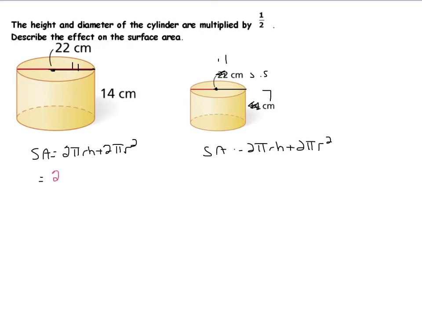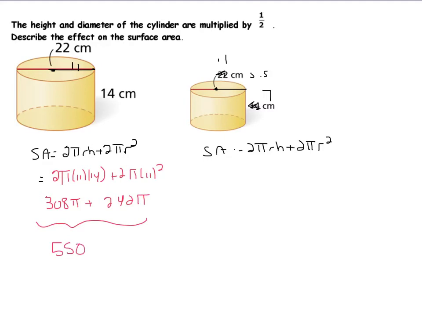So now let's plug it in. So I have 2 pi times 11 times 14 plus 2 pi times 11 squared. I'm going to do my calculations. This is 308 pi. This is 242 pi. And when I combine these together, my whole surface area is 550 pi centimeters squared.